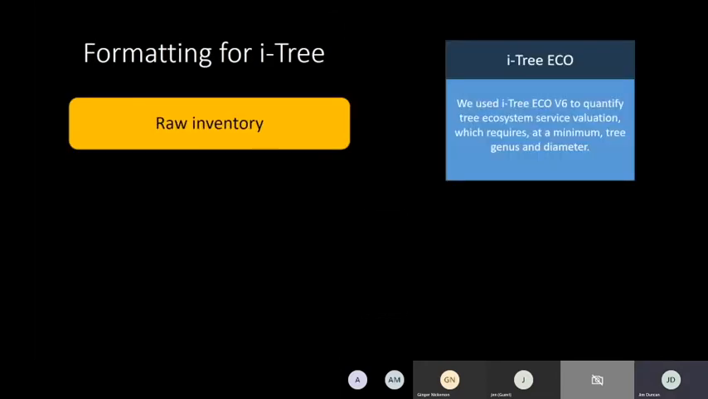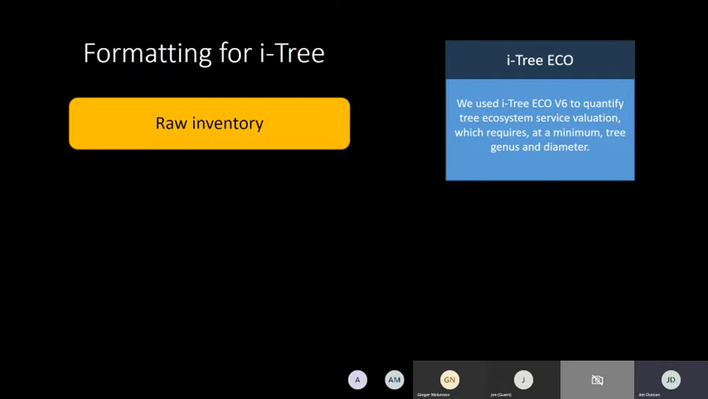So the next step we used was iTree Eco, which has been around for about 8 years to allow people to collect inventory data and quantify ecosystem services for a number of factors based on a tree inventory. So we used this iTree Eco software to process the inventory data, and to get it into iTree Eco, we had to do at a minimum the tree genus and the diameter. So that's what Eco needs to be able to quantify at least some level of ecosystem service benefit. Where possible, we try and provide the species.